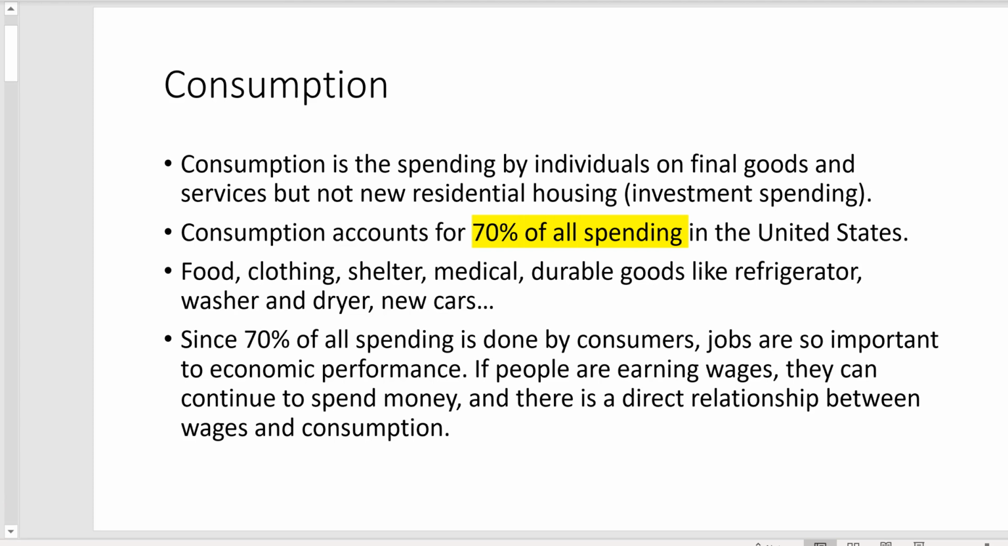Now, since 70% of all spending is done by consumers, jobs are so important to U.S. economic performance. If people in the U.S. are earning wages, they can continue to spend money, and there's a direct relationship between those wages and consumption. What does that mean? It means as people earn more, they're going to spend more on consumer goods.